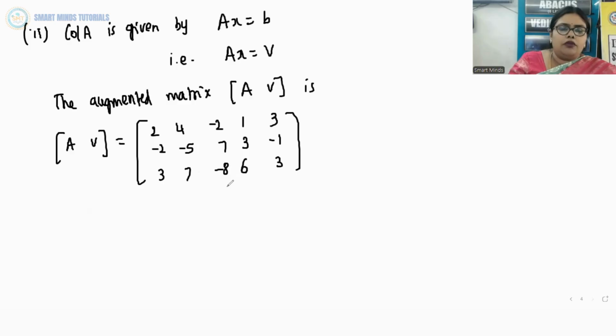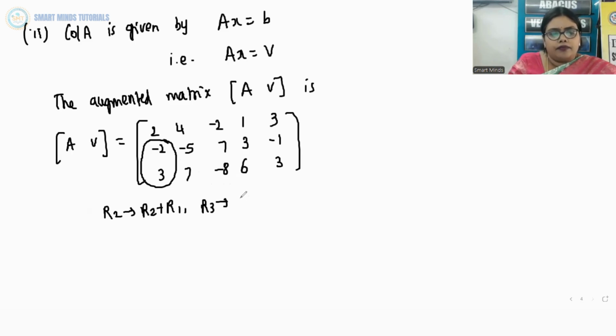Now here we need to apply row transformations to make these two zeros. See, we need to make these two zeros by using row 1. So R2 is R2 plus R1 and R3 is 2R3 minus 3R1. Okay. Now, what will it become? First row, we are not changing. 2, 4, -2, 1, 3.